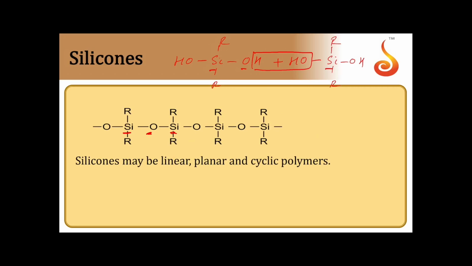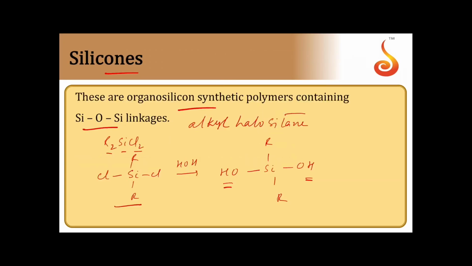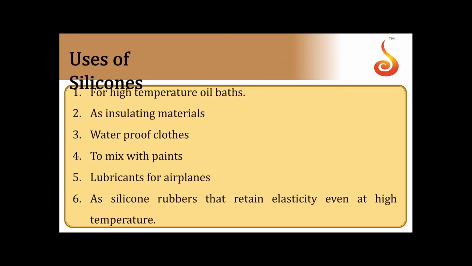That way it continues, and you are going to get linear, planar and cyclic polymers. Different types of polymers are produced. They may be linear, cyclic or planar. So silicones basically consist of Si-O-Si bonds, and they are obtained by hydrolysis and condensation of alkyl halosilanes.